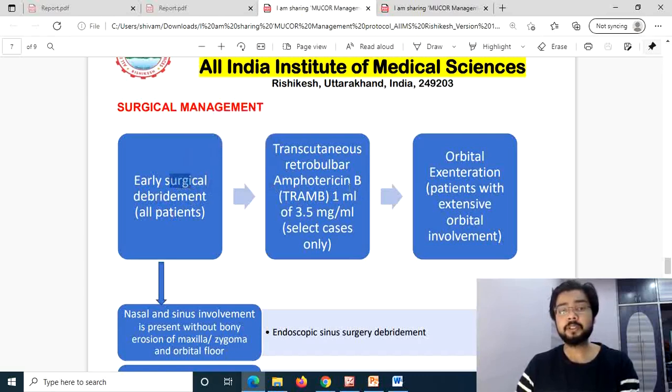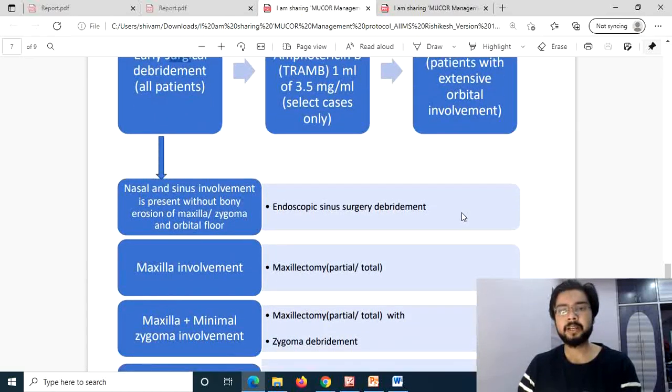For the eye, what you can do is give a transcutaneous retrobulbar amphotericin B, that is called TRAMP. So note this point, TRAMP. They might ask you in TRAMP what you give, how much you give. They can give you an image where the doctor is giving transcutaneous retrobulbar amphotericin B, that is called TRAMP, 1 ml of 3.5 milligram per ml of amphotericin B, right? And if it is extensive involvement, then you have to do a very sad operation, that is orbital exenteration.